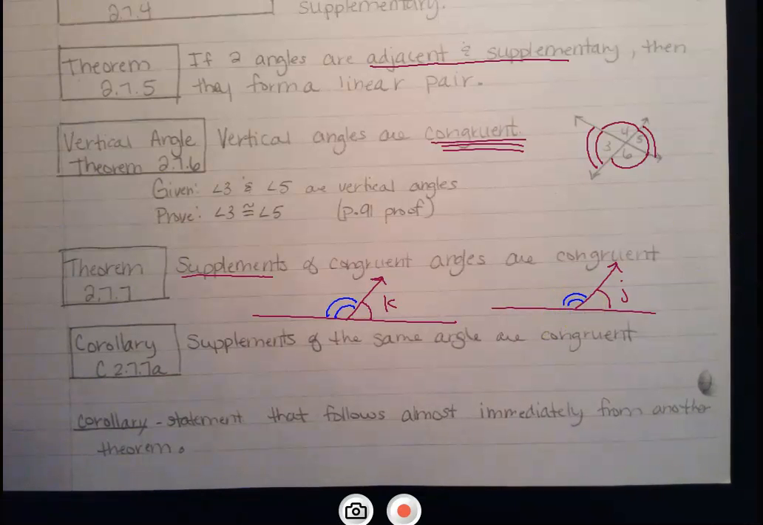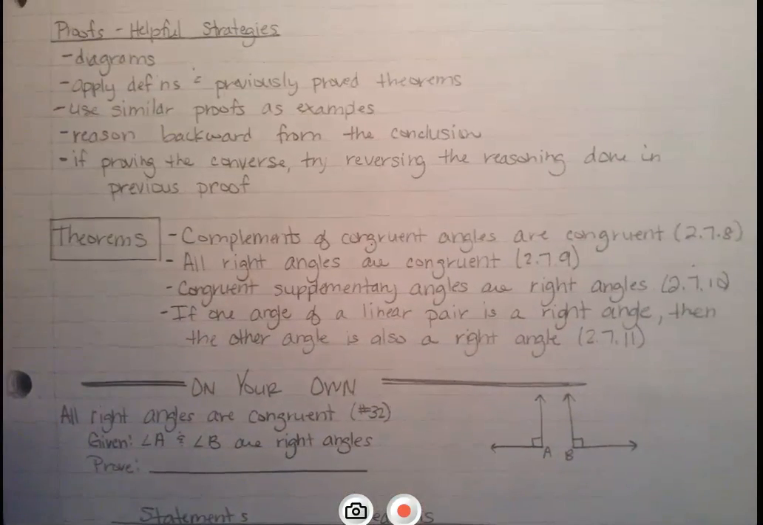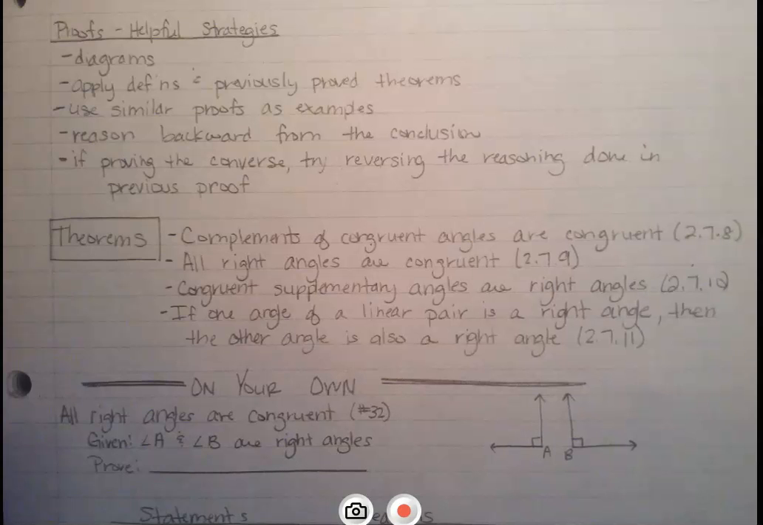All right, on to your second sheet. We've got some proofs and helpful strategies. The first thing is diagrams. The second one, apply the definitions in previously proved theorems. We talked about these some already, but we're going through those helpful strategies to get them ingrained. The next one, use similar proofs as examples. Feel free to look back at proofs we've already done in class, in our notes. There are a lot in the book that I don't copy down in your notes. You can use those, but a lot of times I will put the page number where you can find the proof, so you could go back and look at it to see if you can get some help.